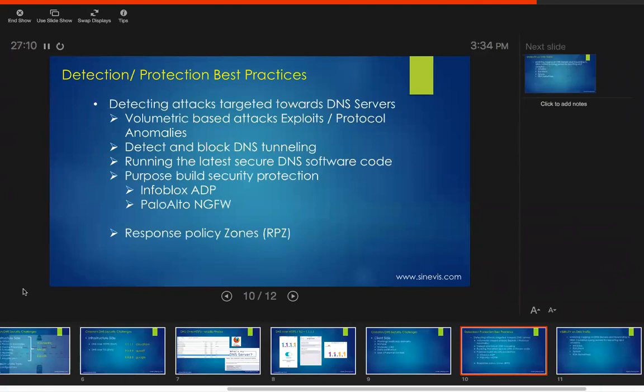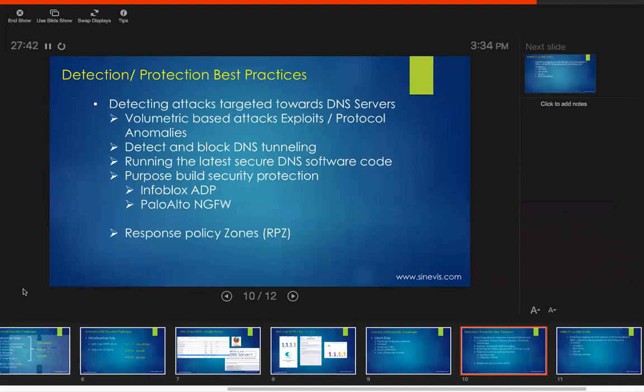Some of the best practices in securing. Okay, let me ask this. I'm sure everybody has heard about DNSSEC, right? Now, DNSSEC has been there for more than 10 years, but maybe 5% of organizations in the world have implemented DNSSEC. Now, why and why not is the question.